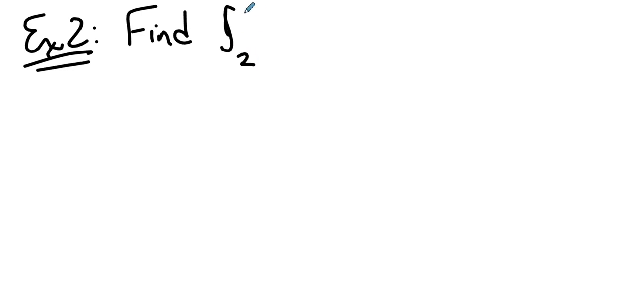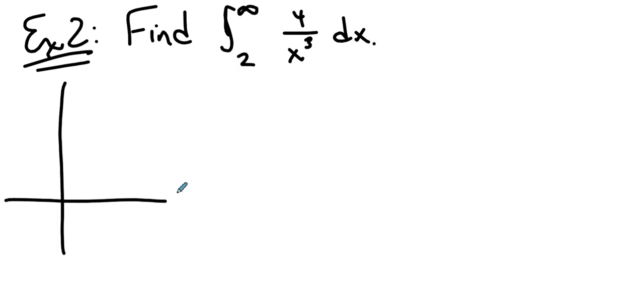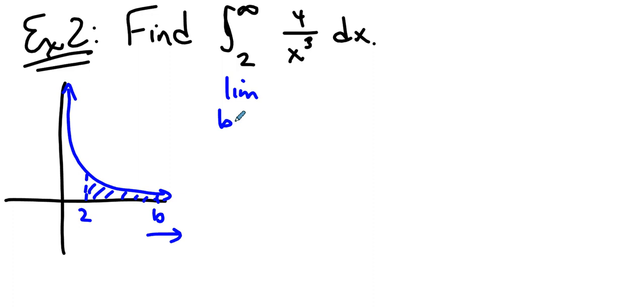Integral from 2 to infinity of 4 over x cubed dx. So this is 4 over x cubed, and it looks something like this. Here's 2. We want to go this way, so we take the integral from 2 to b, and then we push b. So this is the limit as b goes to infinity of the integral from 2 to b of 4 over x cubed dx.